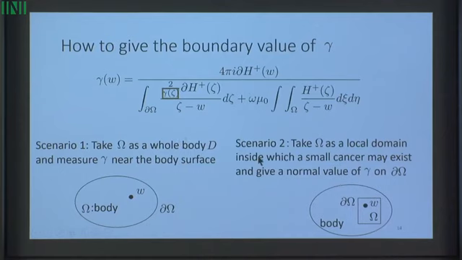And the second scenario is that we take the region of interest as a smaller local domain inside which a smaller cancer may exist, but the boundary consists of normal tissues. In that case, we measure the normal tissue values by some other method and substitute those values into here. Then again, compute this quantity.